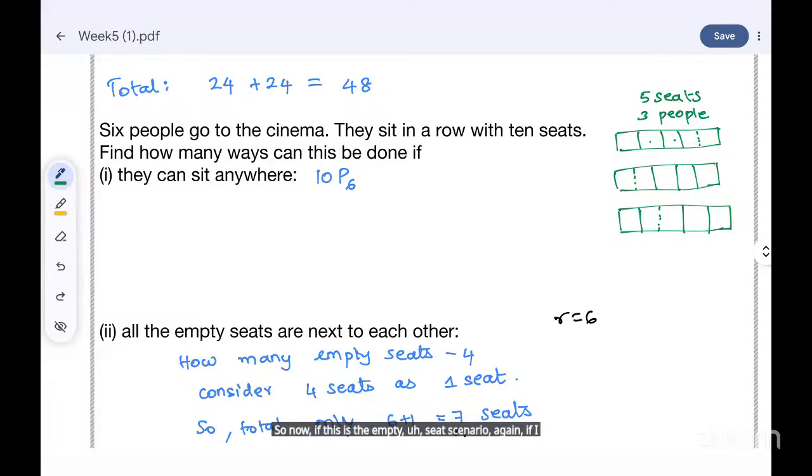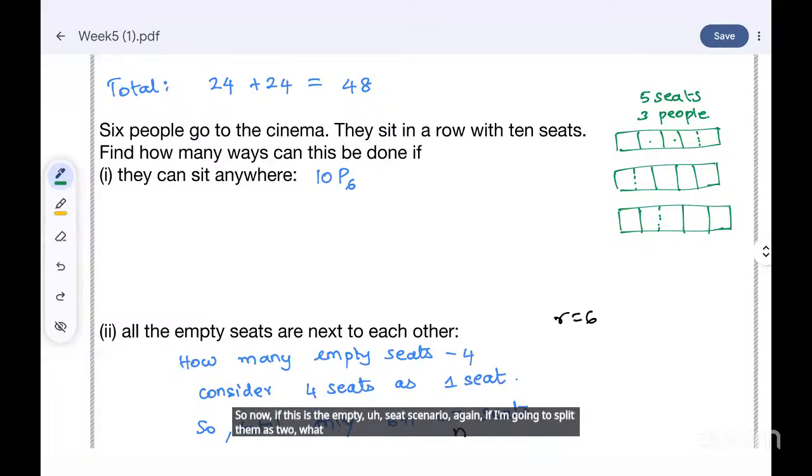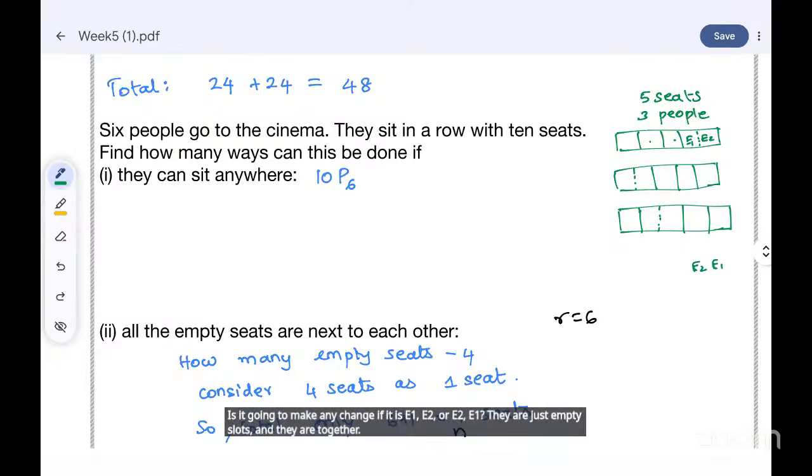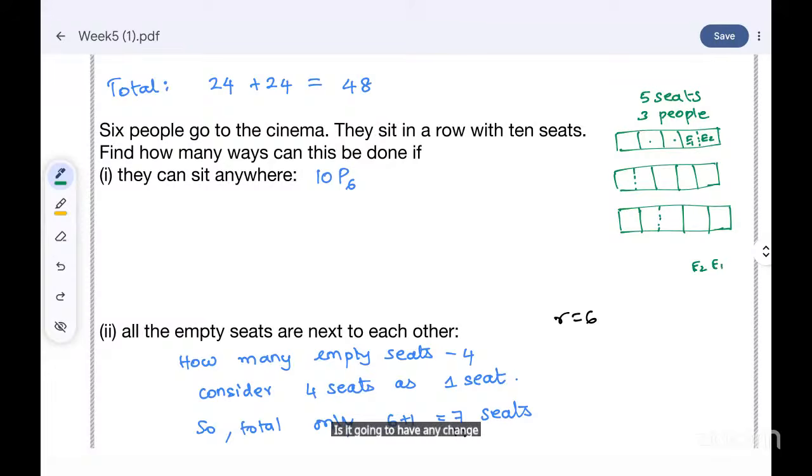Again, if I'm going to split them as 2, what difference is it going to make? Suppose I'm calling this, for example, E1, E2, 2 different slots. Is it going to make any change if it is E1, E2 or E2, E1? They are just empty slots and they are together. Is it going to make any change? There is no change in these 2 slots.